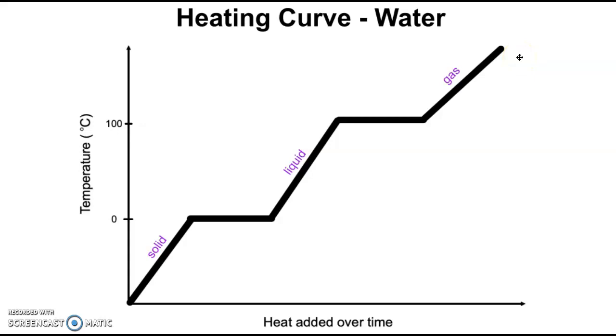We call solid, liquid, and gas the different states of matter. And actually, there's a fourth state of matter that we can't see on this heating curve called plasma. We're not going to talk much about plasma in this class.